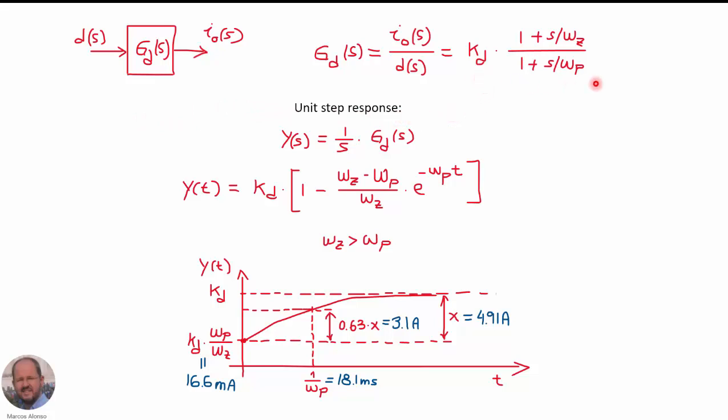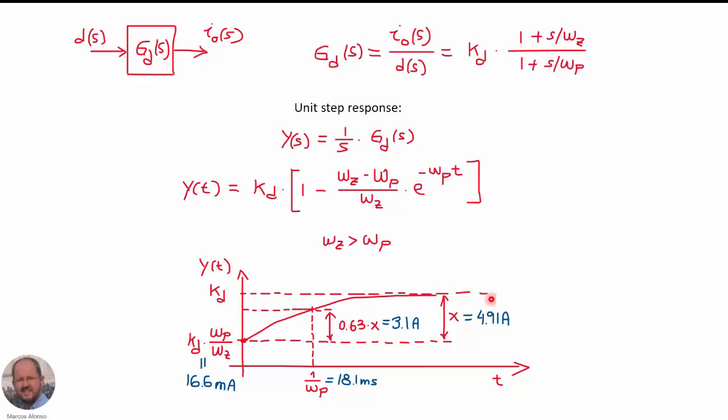So if this is the transfer function of our converter, we can apply a unit step at the input of our converter, and then we will obtain this unit step response. If we solve the differential equations, then we will get this response that we can see here. And in our case, the frequency of the zero is greater than the frequency of the pole. So if we represent this equation, we will get something like this. We start from a given point, and then the current will increase until reaching the steady state value.